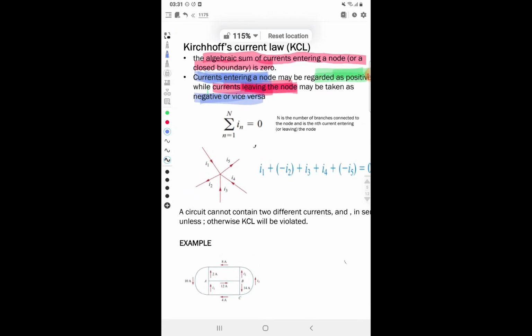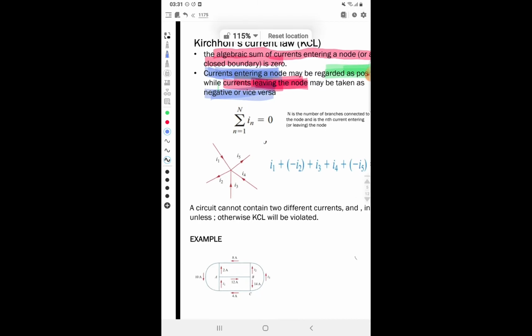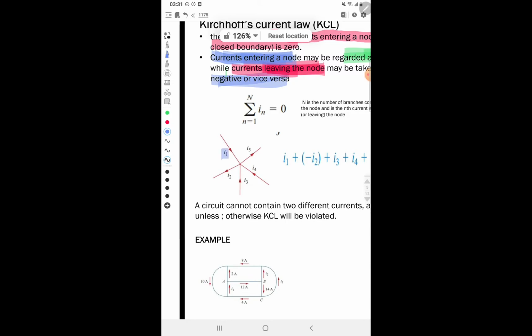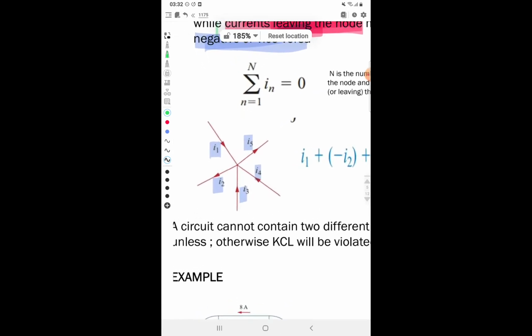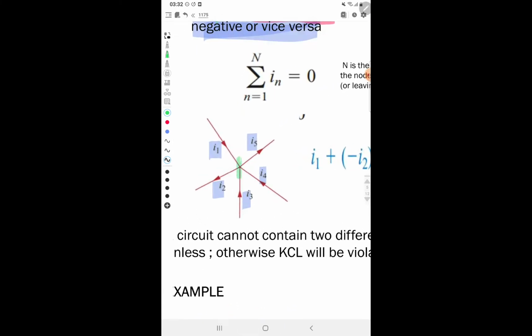So n is the number of branches connected to the node and I_n is the nth current entering or leaving the node. So let's say yung node natin has 5 interconnections. Let's say we have our current I1, I2, I3, I4, I5. So if we would want to solve for any of I1, I2, I3, I4, and I5, of course, lima yung current na yan. It is entering or going out the node. Let's say this will be our node A.